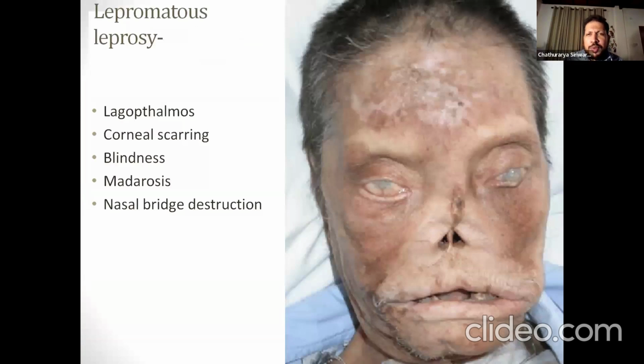So this is what we don't want to see in our clinic when we have missed the bus, right? We don't want to come to this level. You can see there's corneal scarring, blindness, thickening of the eyelids, madarosis, and nasal damage, loss of the nasal cartilage, isn't it? Loss of dentition. At this stage, it's really disabling and they are totally dependent on others. Often we find these patients at the hospital where they have been discarded by the family members.